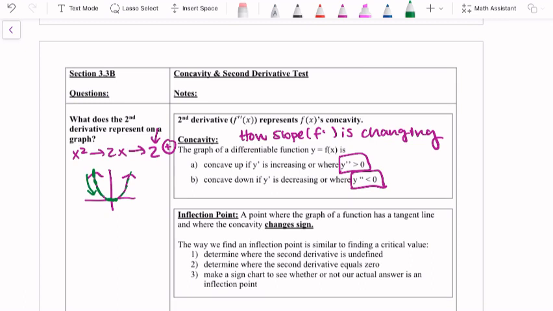Then when we switch over, I have a slightly bigger slope than 0, and now my slope is slightly bigger than that, slightly bigger. So that's where we see how the slope is changing, or where f prime is changing.